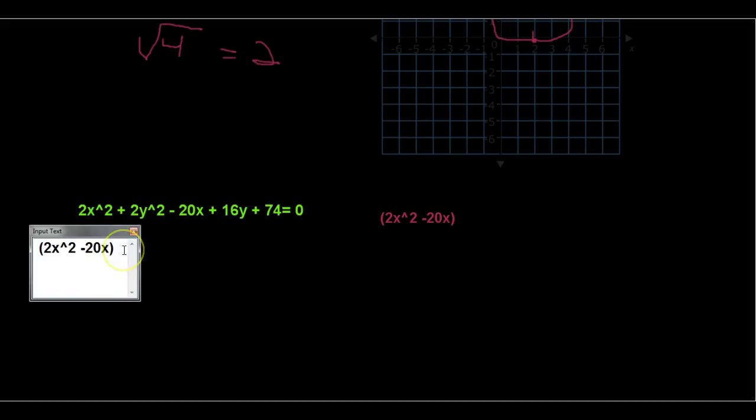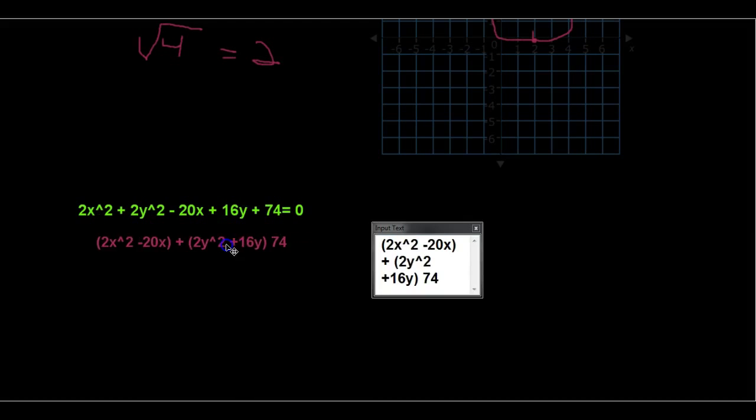Okay, and then we're going to take our parentheses. We're going to add these together actually, and our 2y squared plus 16y. Okay, and we're going to actually have that 74 left out all by itself for now. So this is going to be your first step here to get started. Let's change that to maybe a different color. I like blue. Okay, and plus 74.